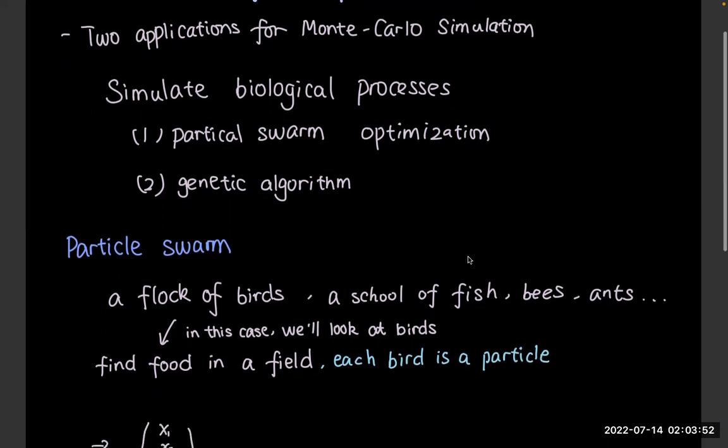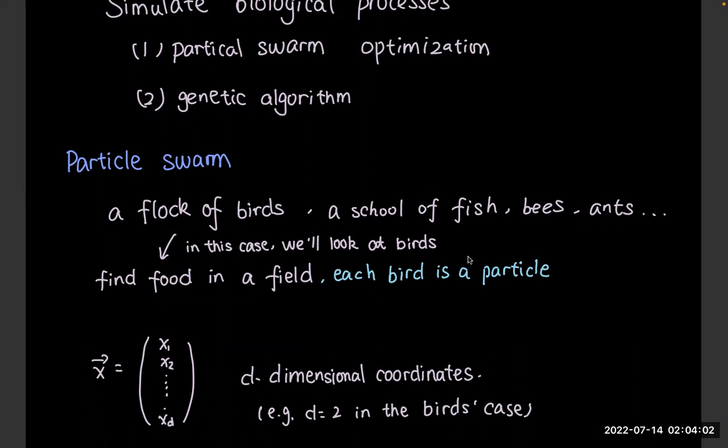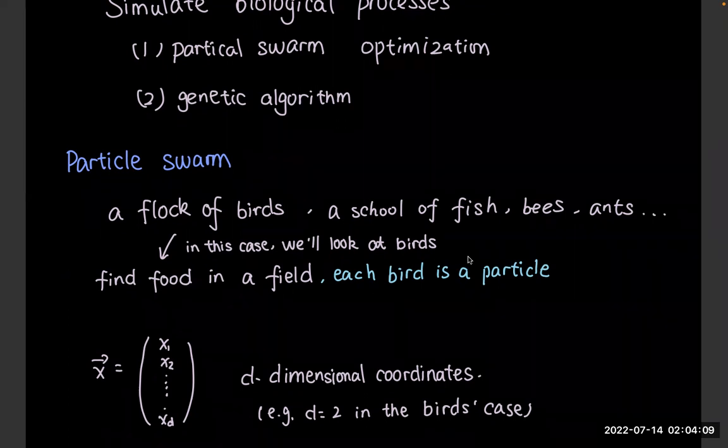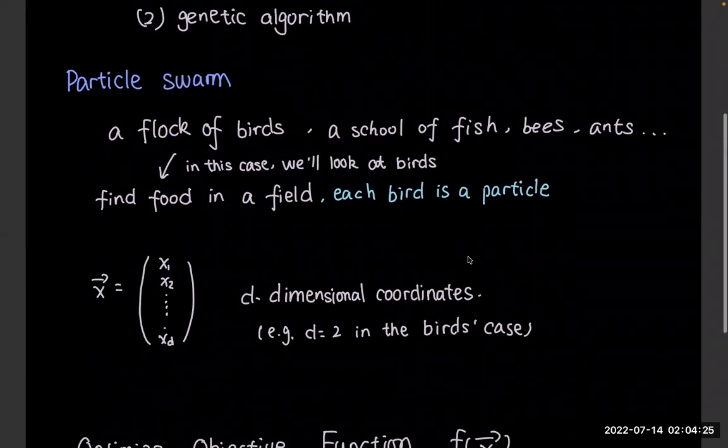So first, particle swarm. You can think of this as a model for, say, a flock of birds, or a school of fish, or bees, or ants. Those are the animals that work together in a group. For example, let's think about a flock of birds. Those birds try to find food in a field. Each bird is considered as a particle, and those particles form a group. They interact with each other in search for food.